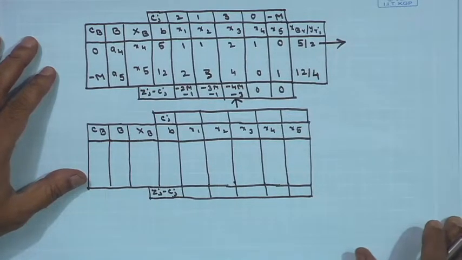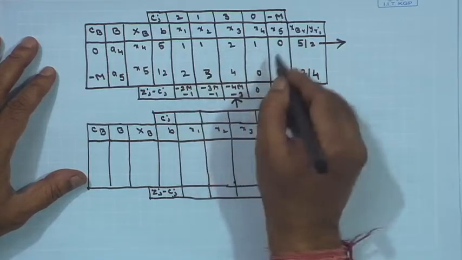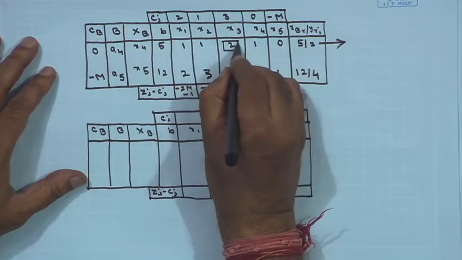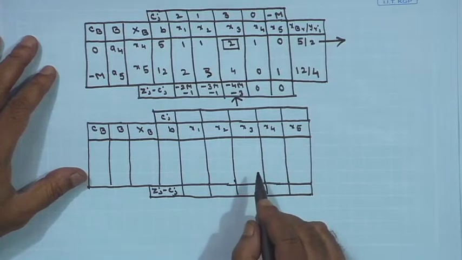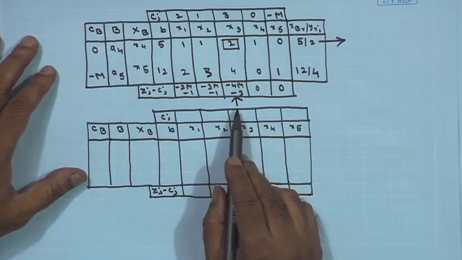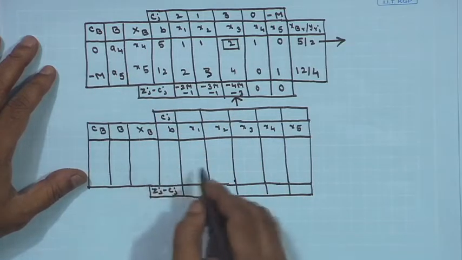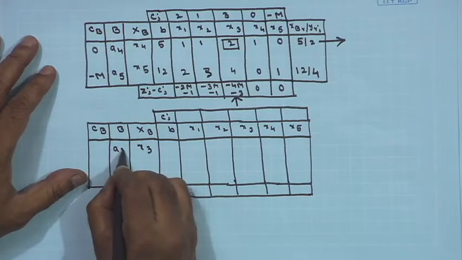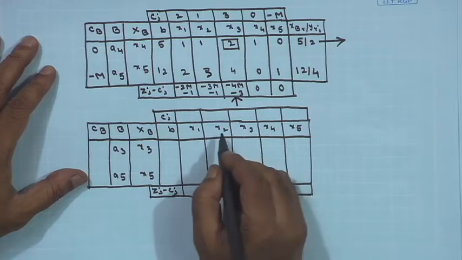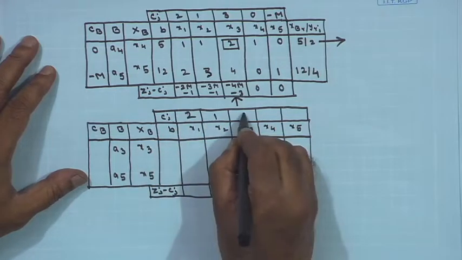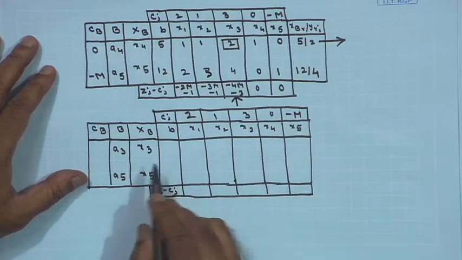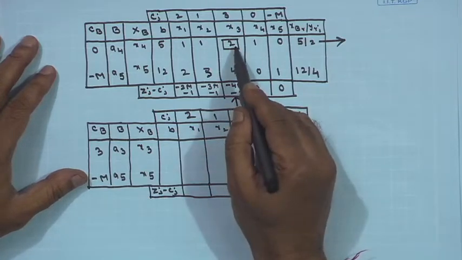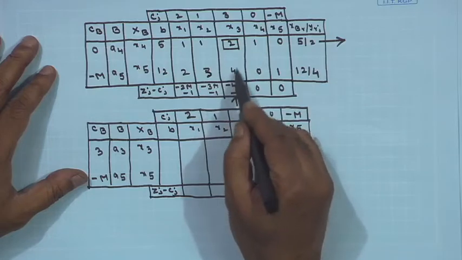Your departing variable is x4, and your pivot element, at the intersection of this column and the first row, is this 2. So in the next iteration, your a3 will enter in place of a4. So your basis will be x3 and x5 will remain as it is, that is a3 and a5. Your cj is 2, 1, 3, 0, minus M. Your cB is 3 and minus M. So I have to make this 1 and this element 0.